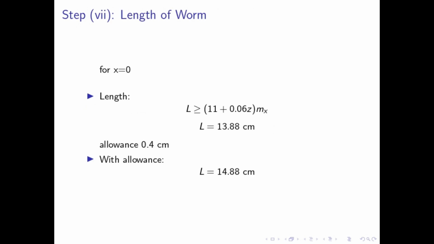Next, step 7, calculating length of worm. Page number 8.48, there is a formula for x equal to 0, length of worm L greater than or equal to 11 plus 0.06 z into mx. So L equal to 11 plus 0.06 into 48 into 1, which is equivalent of 13.88 centimeter. And allowance equal to 40 mm for mx equal to 1 centimeter. So length of worm equal to 13.88 centimeter plus 0.4 centimeter, which will be equal to 14.88 centimeter.